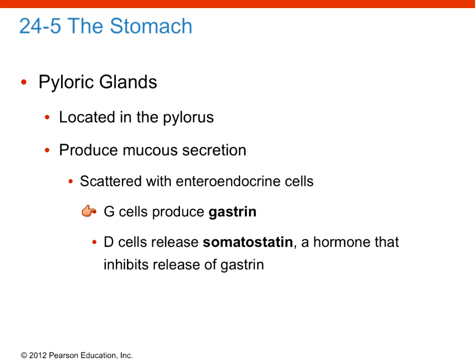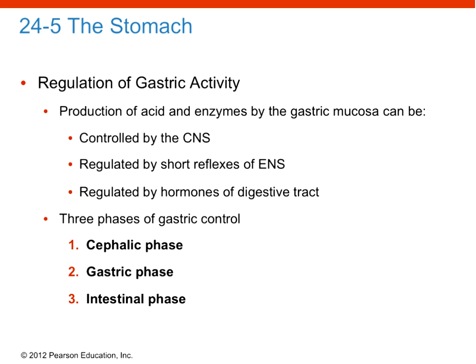Also in the pylorus, in those pyloric glands, you have G cells that produce a hormone called gastrin, and then you have D cells that release a hormone called somatostatin, and this hormone counterbalances the gastrin. So somatostatin inhibits the release of gastrin. So they work antagonistically against one another. And we'll talk more specifically about what each one of these hormones does in a second.